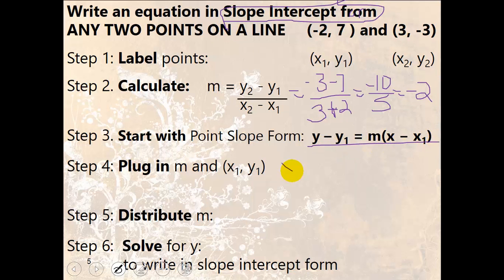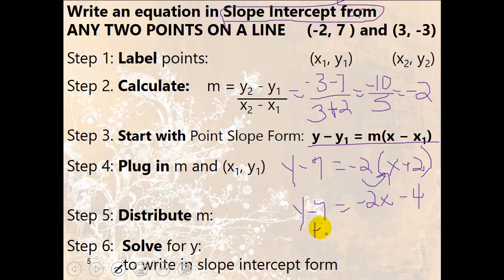So we're going to go y minus 7 is equal to negative 2 times x plus 2. We're going to distribute: y minus 7 equals negative 2x minus 4, and we're going to add 7, and we get y equals negative 2x plus 3. And there is our equation of the line that contains the points (negative 2, 7) and (3, negative 3).